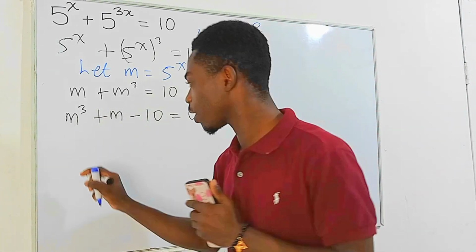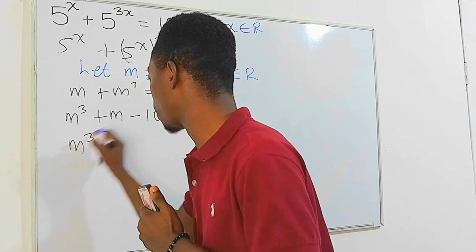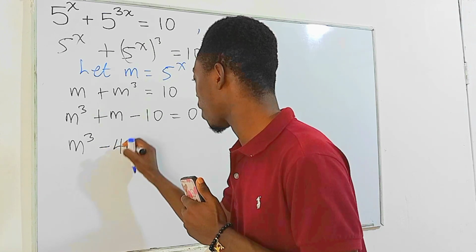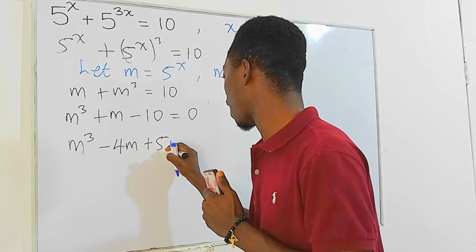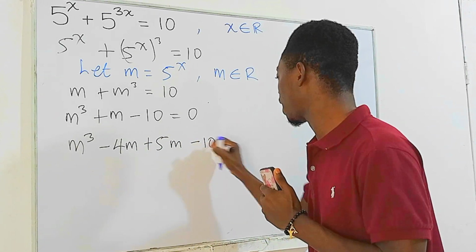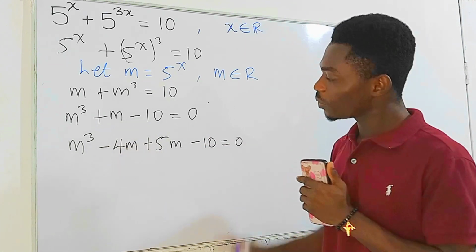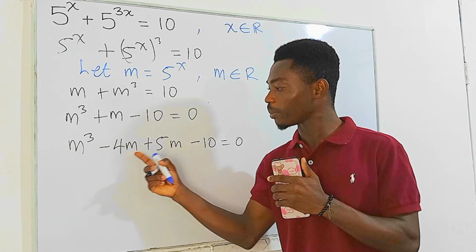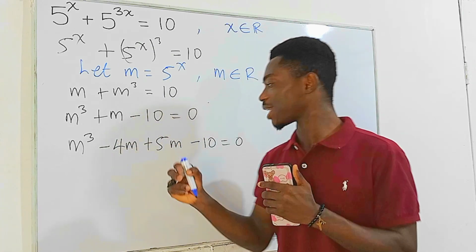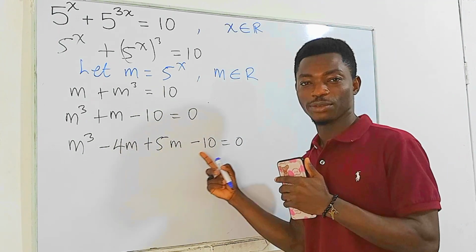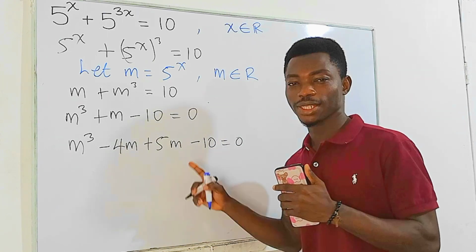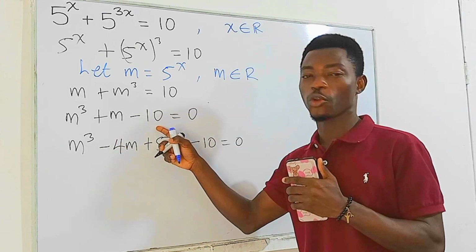Check this. I'll keep the first term, which is m to the third power. Then this m right here, I'm going to write it as minus 4m plus 5m, then minus that 10 right there, minus 10 is equal to 0. And you see that if we add minus 4m to 5m, we are getting our m back. The reason is that this 5 right here can divide this negative 10, and if that happens, the question is already solved. So you see, this is one of the easiest ways of solving this cubic equation.